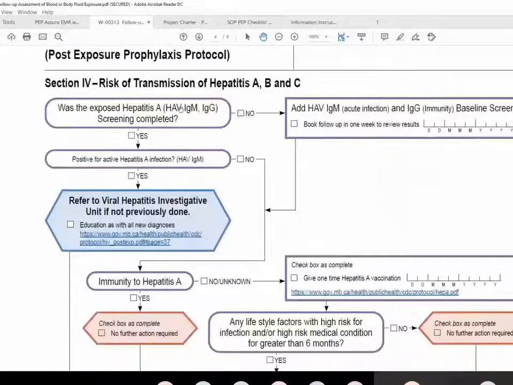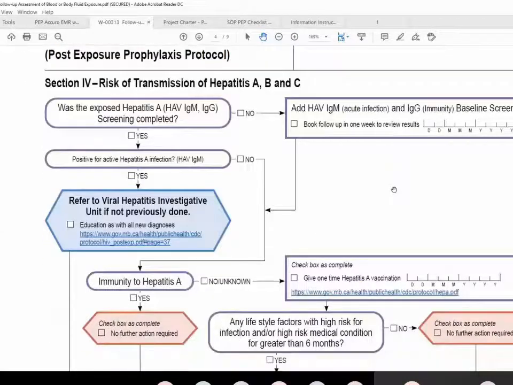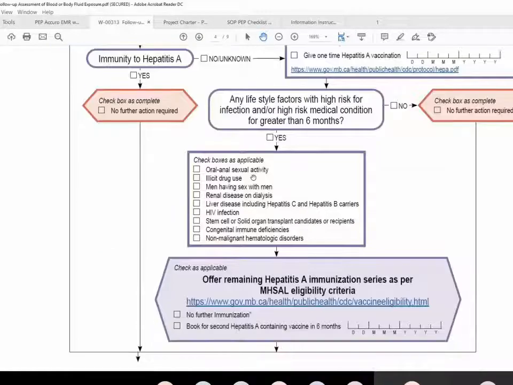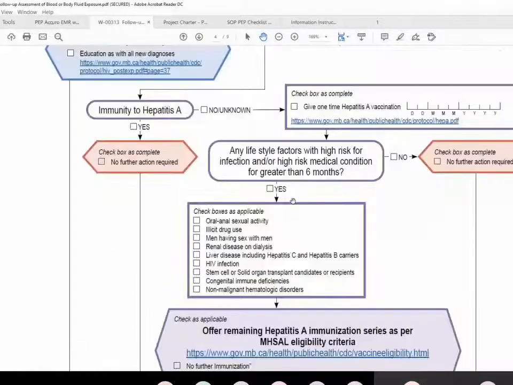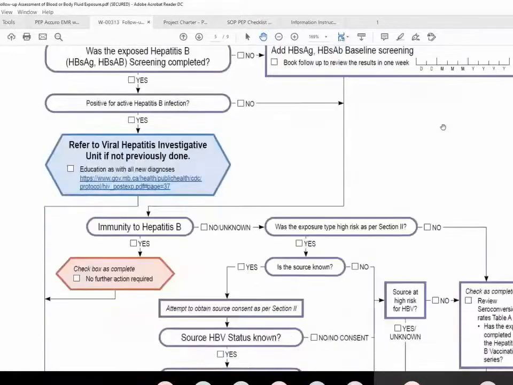Once we move on, continuing down at the end of this section, you'll see there's the direction to go on to section 4. Section 4 is your hepatitis follow-up. So we're going to go through here where, again, you're going to answer any of the rounded boxes, action any of the square ones, and make your way down the algorithm to give you guidance on what needs to be done, what other testing needs to happen, or if any immunization or medications are required. Again, your red hexagon boxes are your endpoints, no further action required, and you can move on.